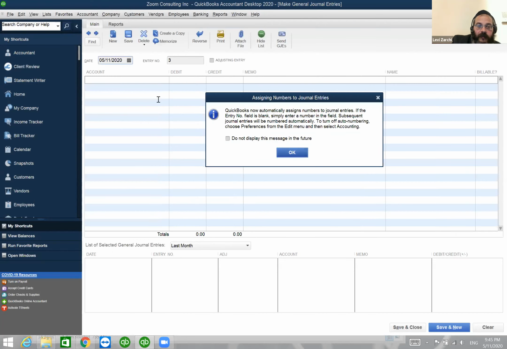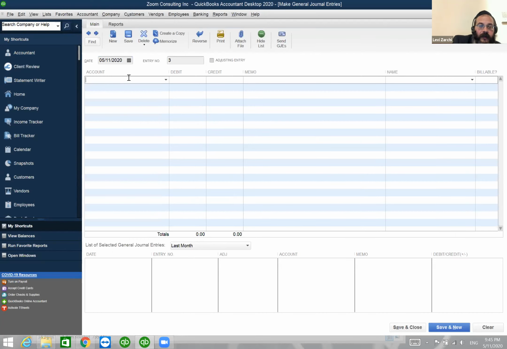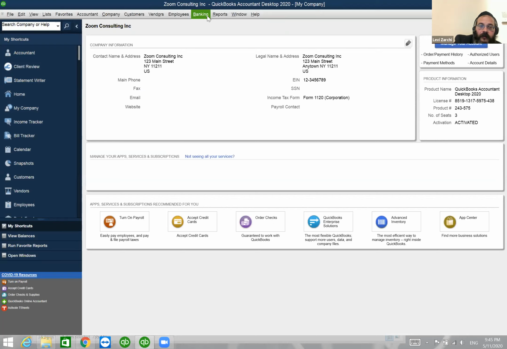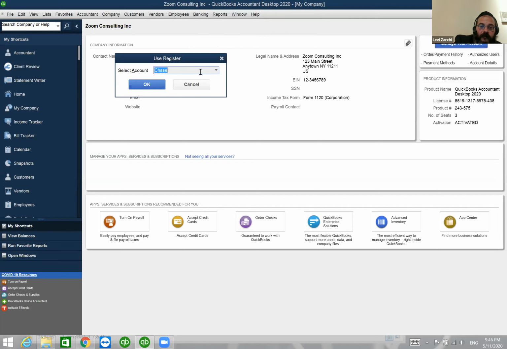This is how I put money into Chase through an account. I press Chase, CH, and automatically it brings up the Chase. That was one way how I put money in as a journal entry. Then there was the second way, which I showed you, and I'm going to do this a little slower. Go to banking. In banking, you go to use register. In this case, we only have one bank.